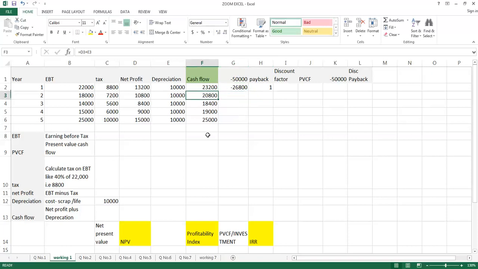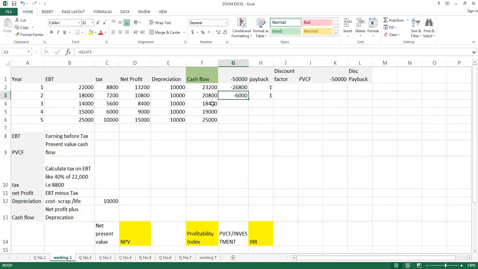Now look at the second year. In the second year, we are receiving 20,000, while the amount that we need is 26,800. If I repeat the process again, we take this amount minus this, so the remaining amount is 6,800. So students, in 2 years our whole investment is still not recovered. We invested 50,000, but we still need 6,800.